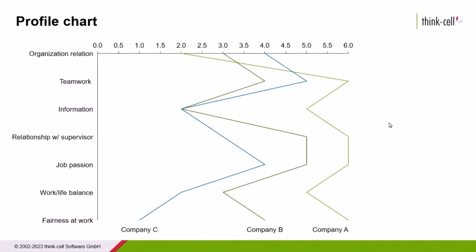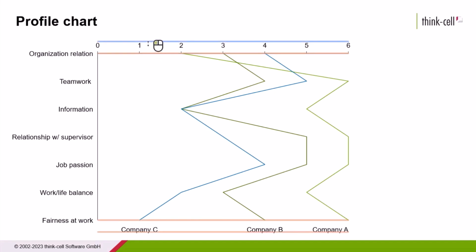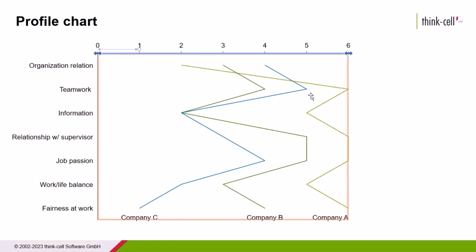To fine-tune the look of your profile chart, adjust the tick mark spacing by selecting the value axis and dragging the small white circle until you're satisfied with the spacing. Release the mouse button. Then click on the axis, hold down your mouse button and drag the axis upwards. A gap between the lines and the axis appears. Let go of the mouse button. Now you are done.